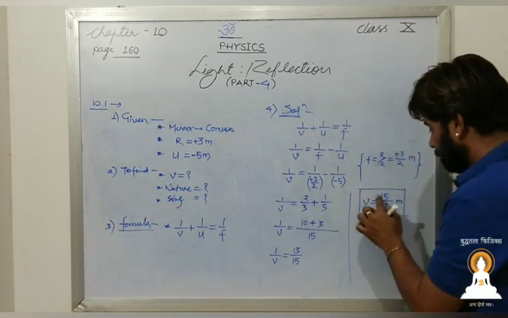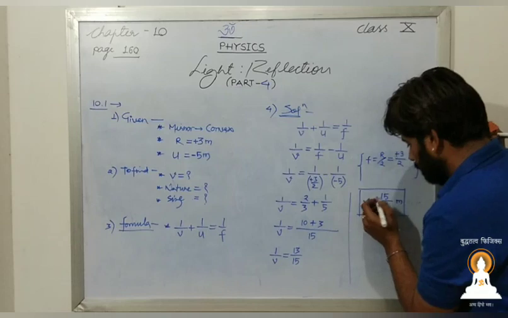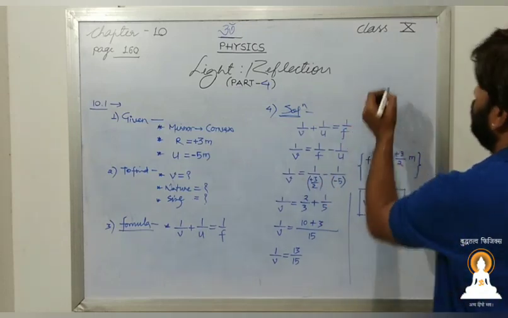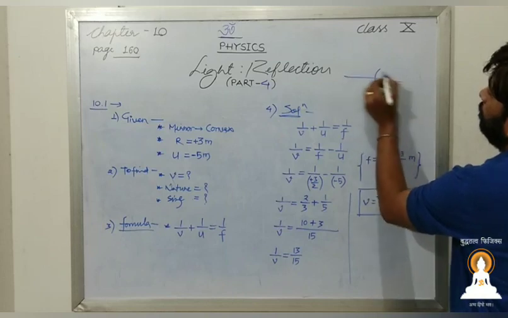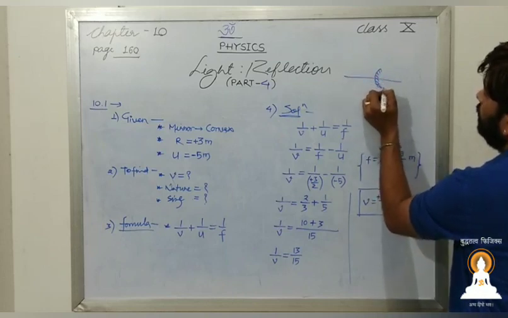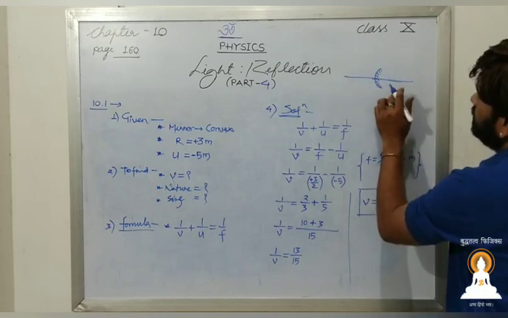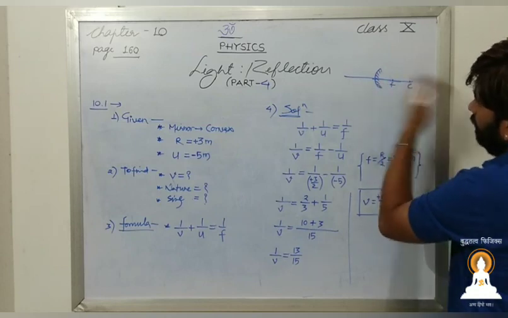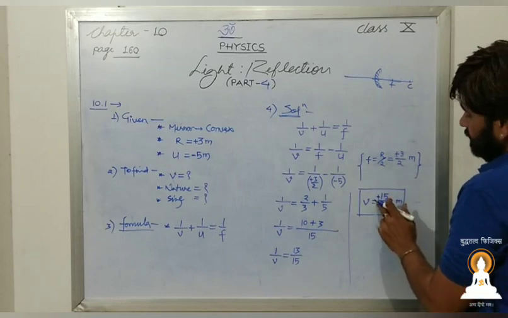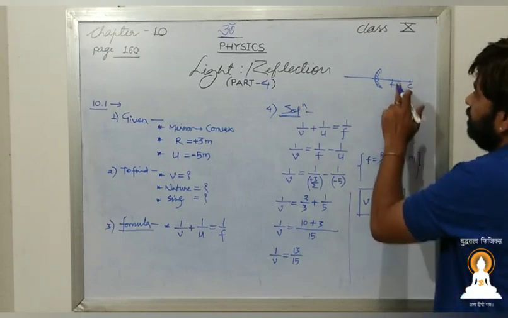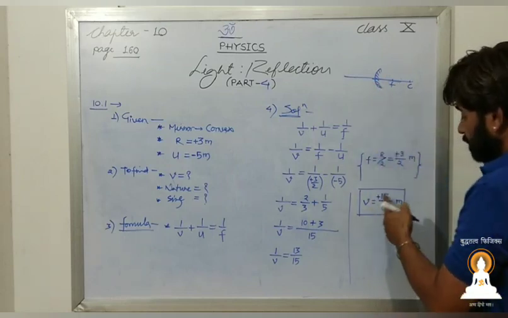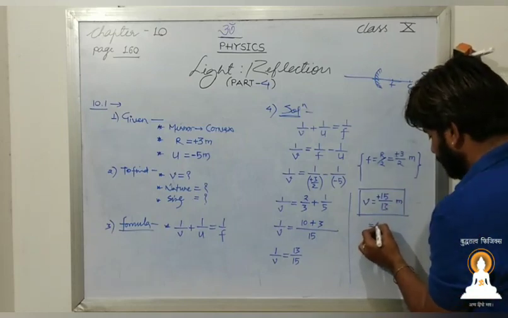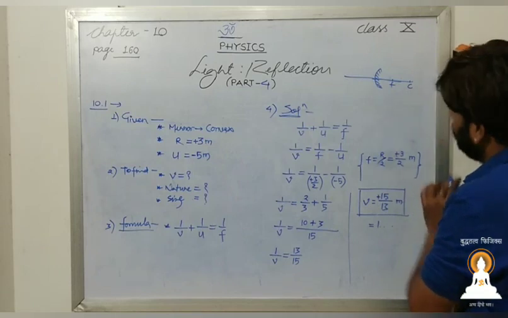Now we got a plus sign with the position of the image. So we are on the right, definitely, because in a convex mirror the image will always be formed on the right side. So this plus sign indicates that we are on the right, and that will be approximately 1 point something.